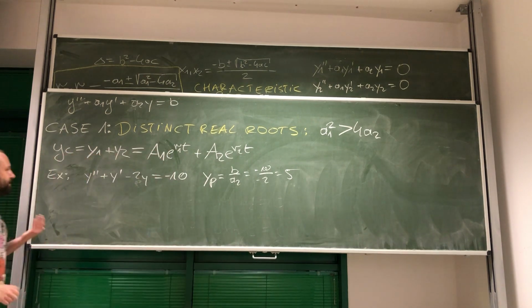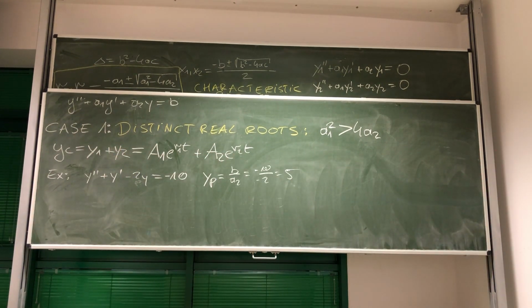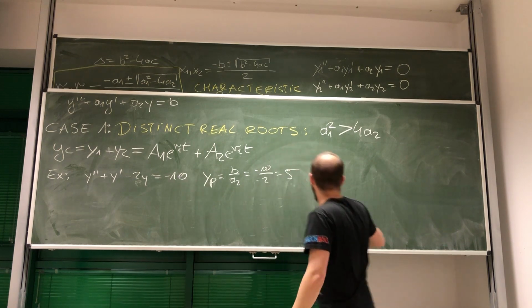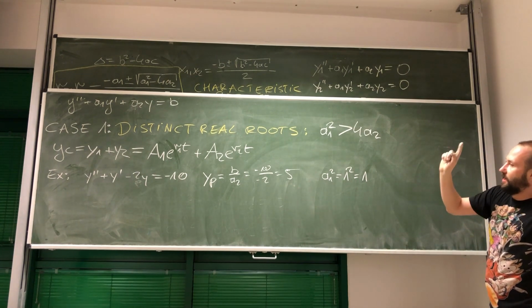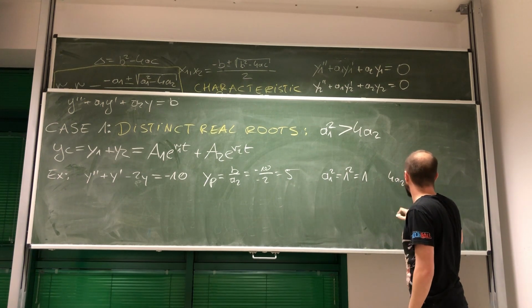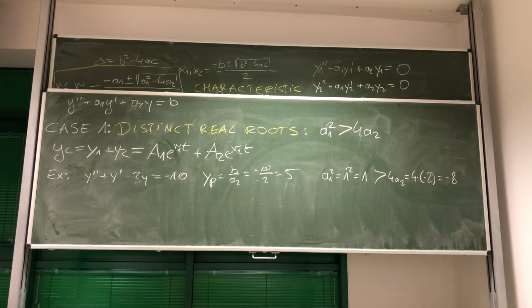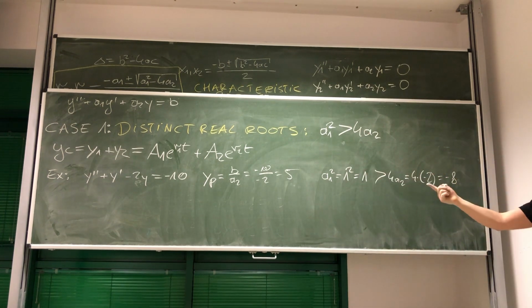Okay, now the second thing we need to do is to find the complementary function. Look, we do not need to repeat the process that we did because we already know the formulas. Let's just first check if a1 squared, which in our case is 1 squared, which is 1, is actually bigger than 4a2, which in our case is 4 times negative 2, which is negative 8. And this is clearly the case. 1 is bigger than negative 8. So we've got this case, which means we've got distinct real roots.